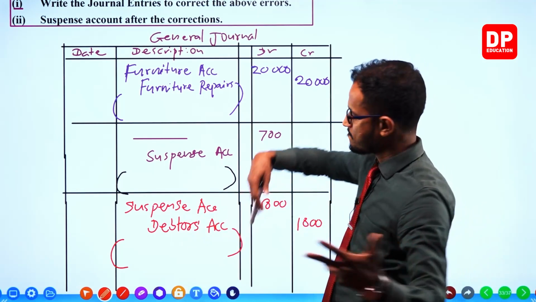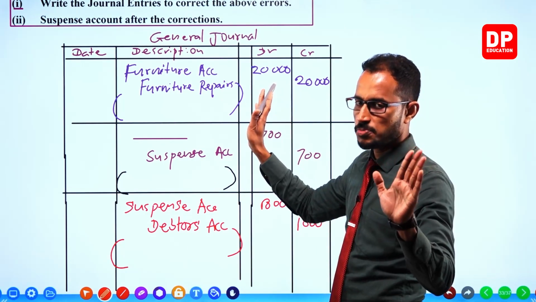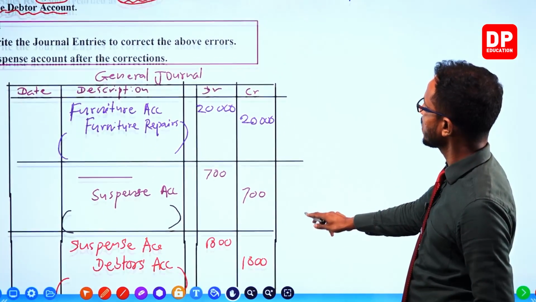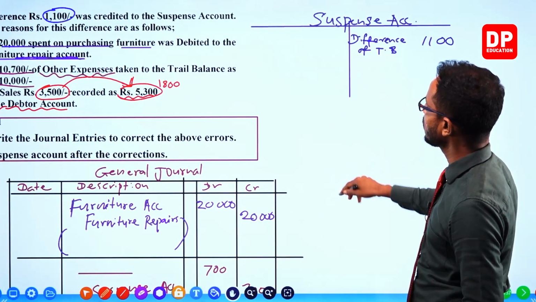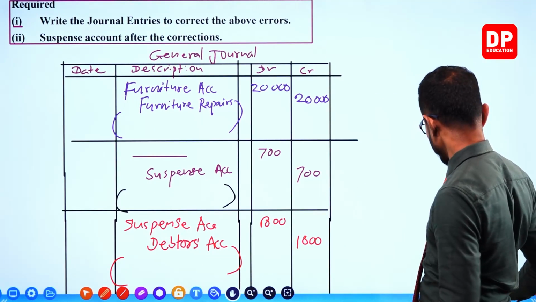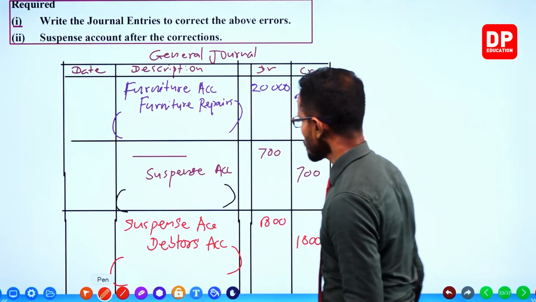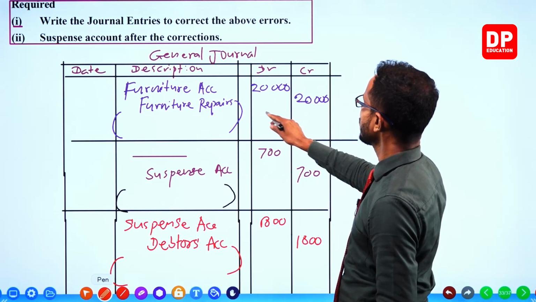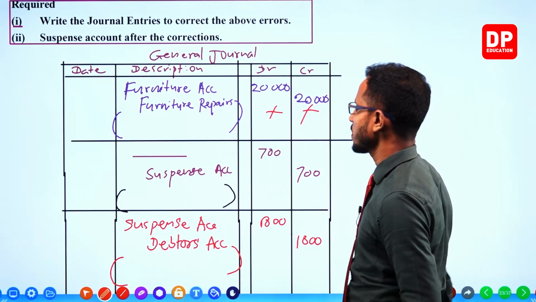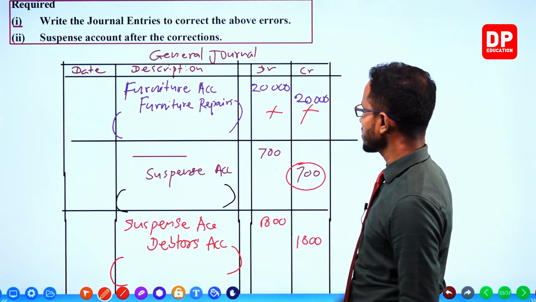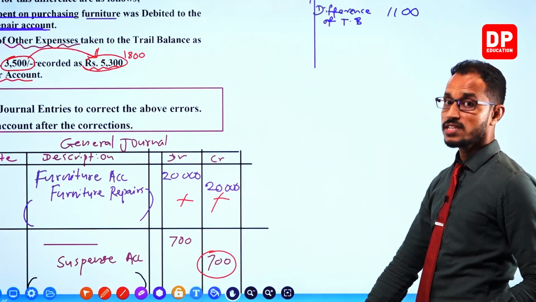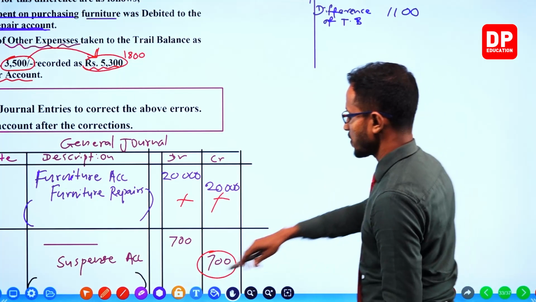You can now finish the suspense account. Where is it? It's here on top. Oh, yeah. Take the suspense entries from the general journal. First one has a suspense entry? No suspense entry. Not in the debit side, not in the credit side. Second one has a suspense entry? Yes, suspense account credited, 700. Put to the credit side of the suspense account, 700.